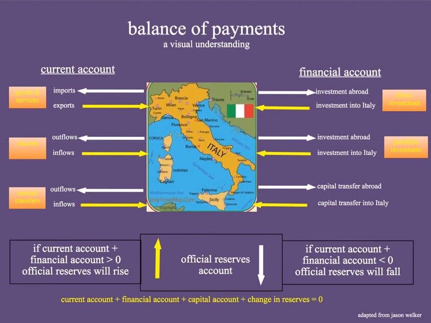If those numbers don't actually work out to be zero, then economists just figure, oh, well, there've been some omissions. There've been some errors. Net omissions and errors. I love that about economics, and that's what will make up the difference in any sort of accounting numbers, so that the balance of payments always works out to be zero.